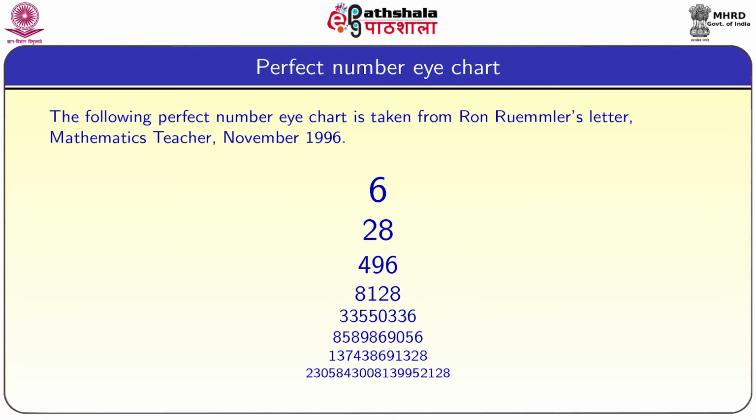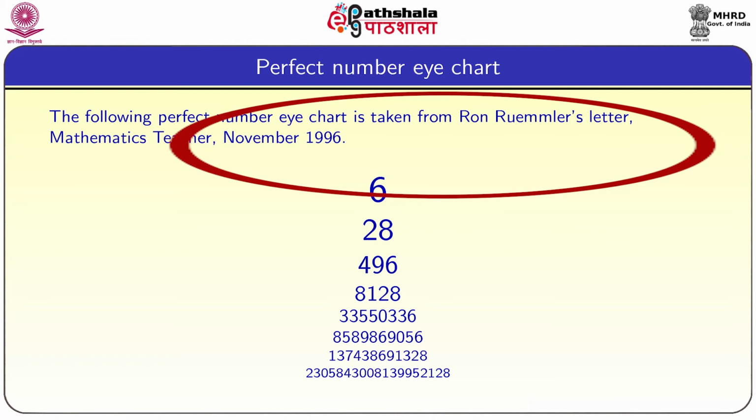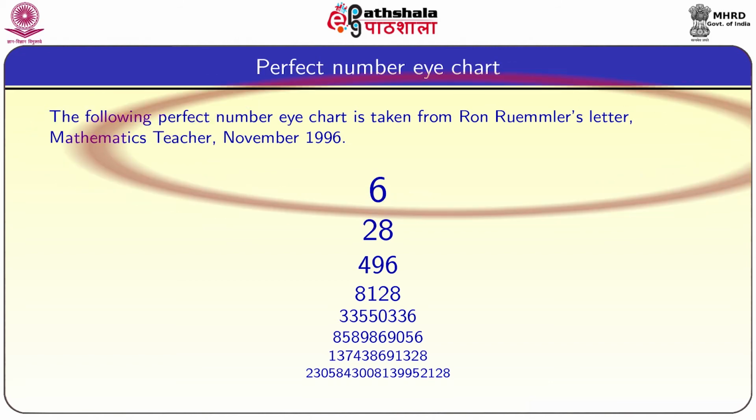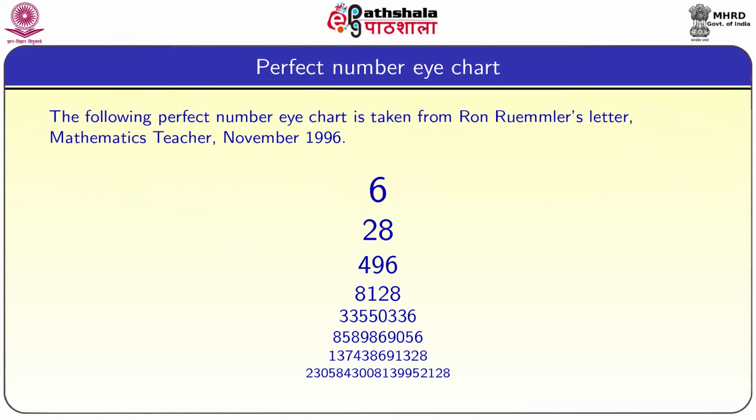So, the following is a perfect number eye chart given by Ron Rumlar in his letter in Mathematics Teacher. It was given in November 1996.